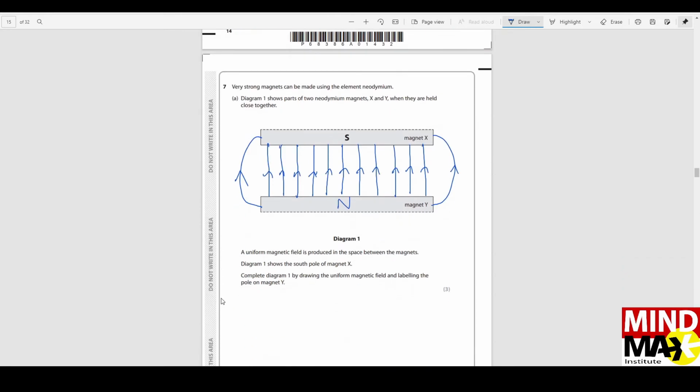Then this is a pretty easy one. This is the south pole, and of course, if you want to make a uniform magnetic field, you have to have the opposite pole facing it. So south's opposite is north, so that's the pole which is facing this one.